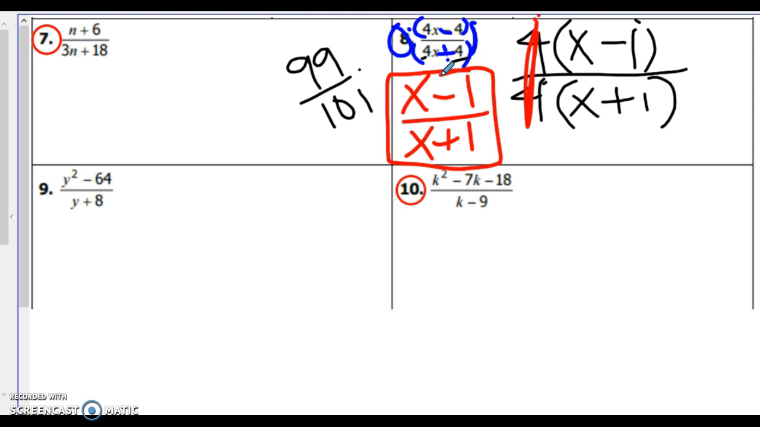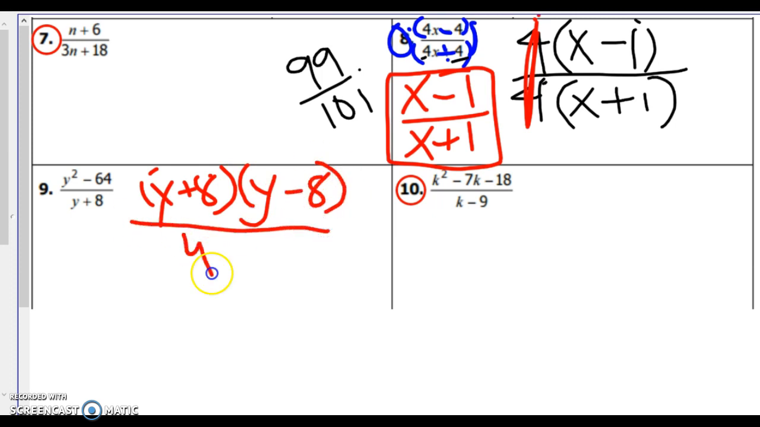What do you notice about the number 64 right away? I notice that it's got an 8 in it. So, look, it's a difference of squares. So this one's slightly different because I've got a y squared. I can say y plus 8, y minus 8.